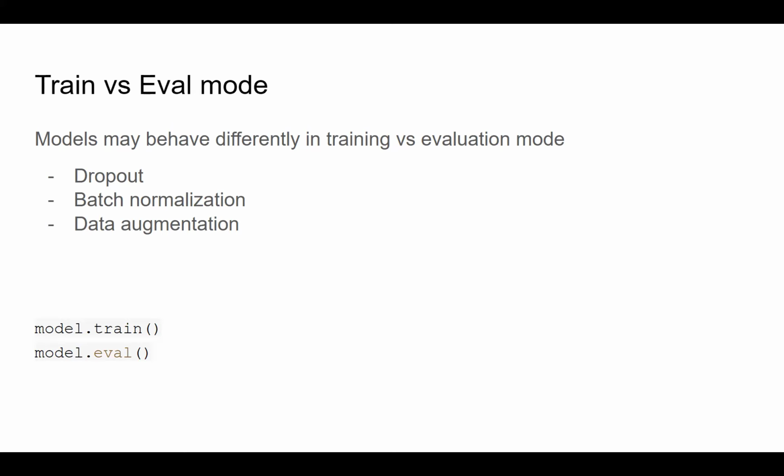So model.train sets the model into train mode, and model.eval sets it into eval mode. This causes the model to behave differently, so it's important that you call the right one when you're doing training versus evaluation.